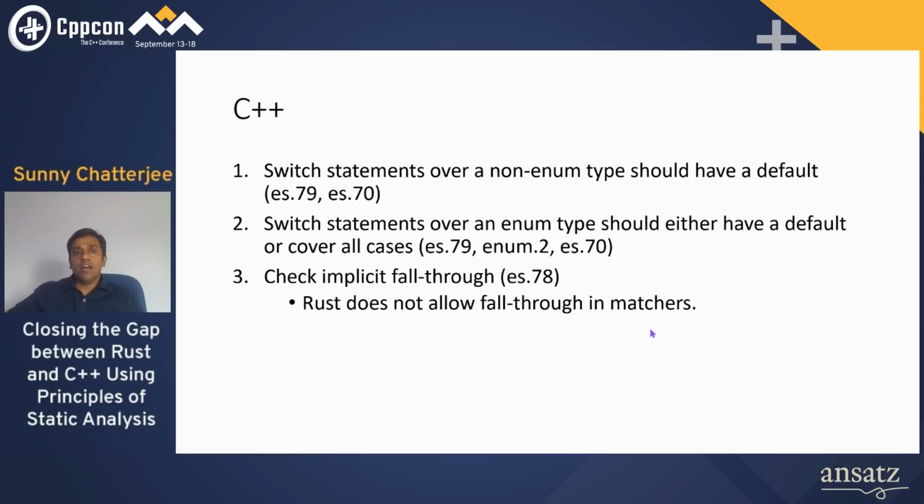For example, there is a rule that states switch statements over a non-enum type should have a default. Switch statements over an enum type should either have a default or cover all possible cases. And similarly, it wants you to mark all the implicit fallthroughs with the C++17 fallthrough attribute. It's interesting to note that Rust does not have fallthrough in matchers, but in C++ we do, so our intent should be clear. We should be using the C++17 attribute.